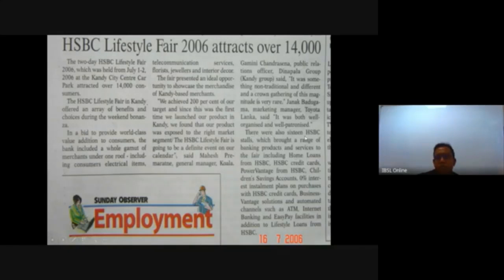It says there were 16 HSBC stalls which brought a range of banking products and services to the fair, including home loans, HSBC credit cards, Advantage from HSBC, that is a personal account, children's savings account, zero interest installment plans on purchases with the HSBC card, business Vantage solutions, automated channels such as ATM, internet banking, EasyPay facilities, and in addition, lifestyle loans from HSBC. So a range of products were connected with the customers through the HSBC lifestyle fair.